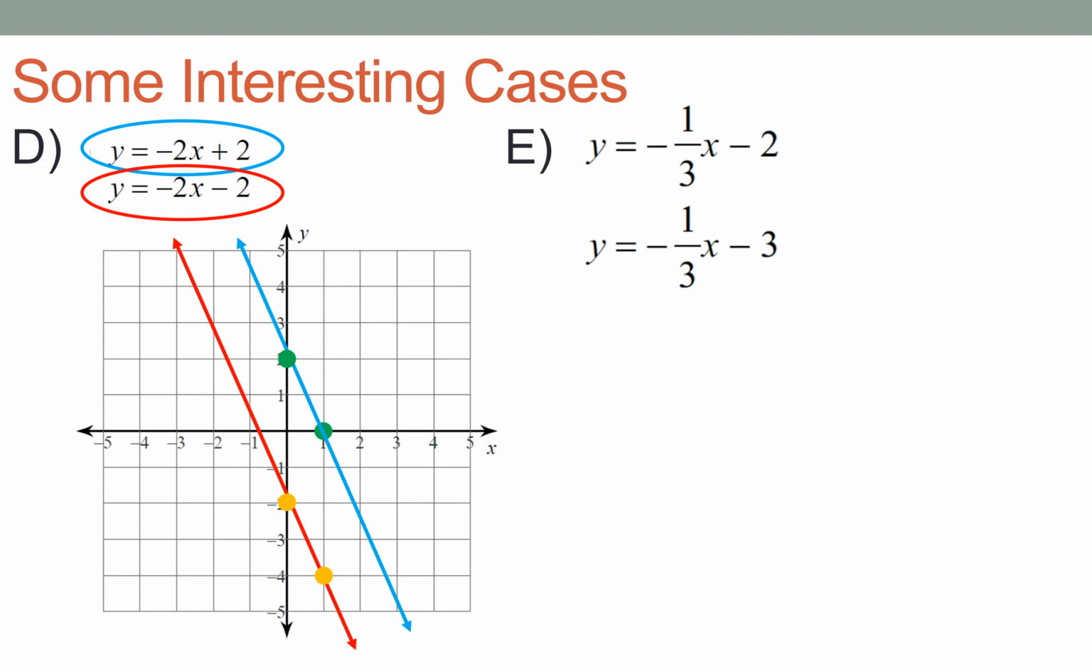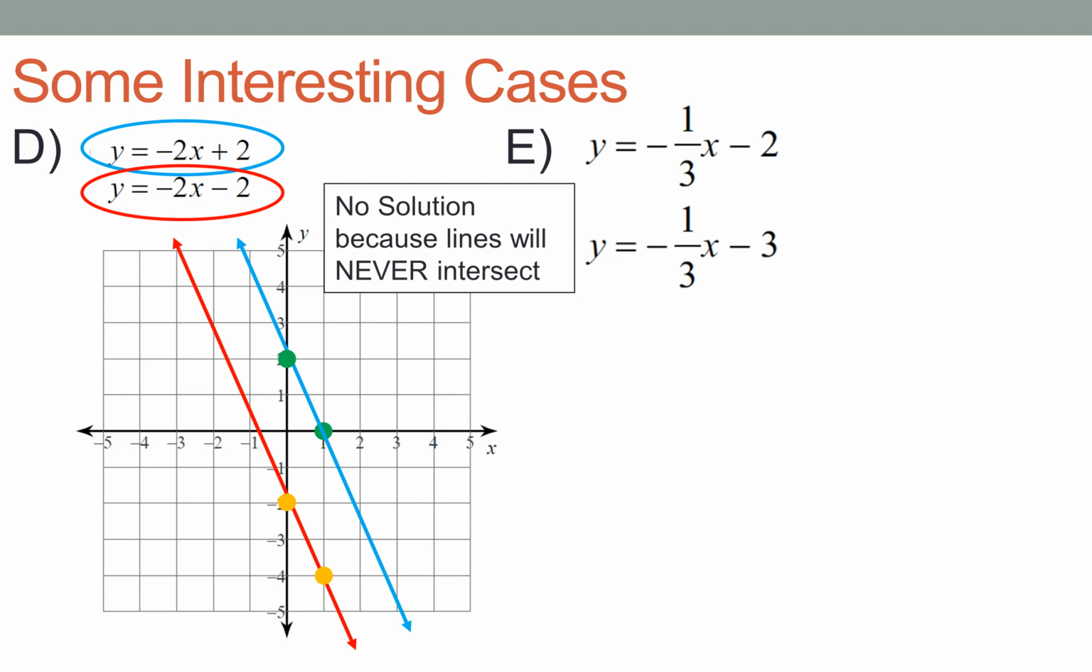We got a problem. Didn't we just say that the solution to a system of equations is where those lines intersect? If we're looking at the equations, we see that we have negative 2x, or negative 2, as the slope for both of them. Guys, if the slope is exactly the same and the y-intercepts are different, that means they're parallel. They'll never intersect. You'll never have a solution. Therefore, the answer to this system of equations is no solution, because the lines will never intersect.